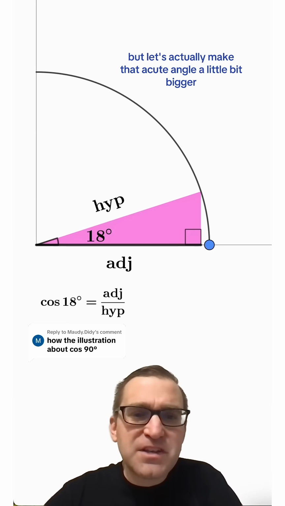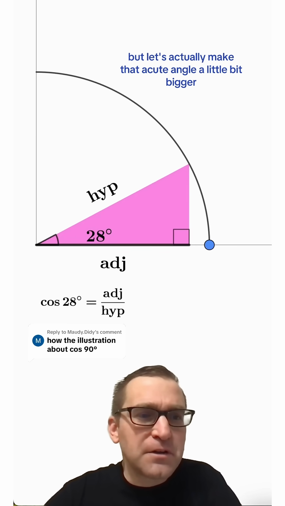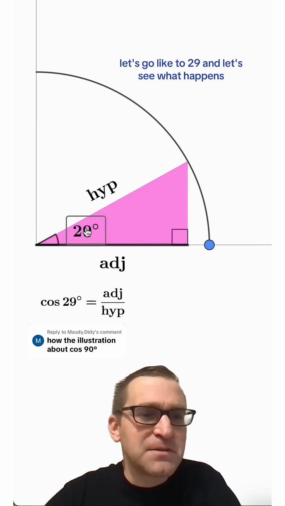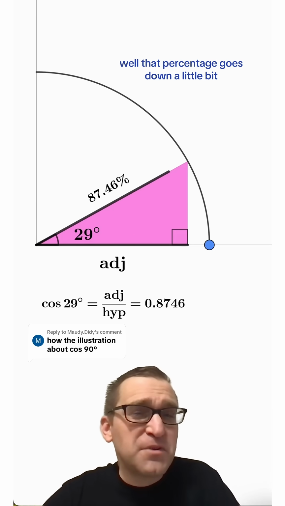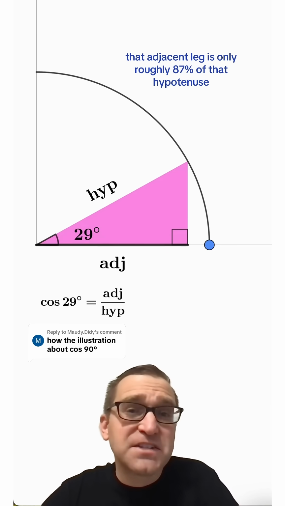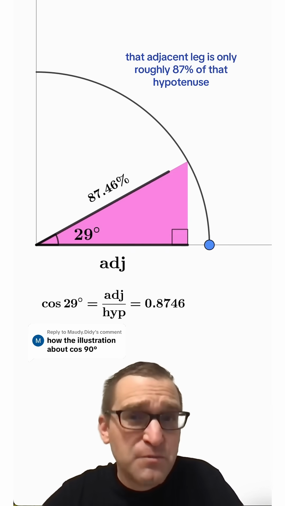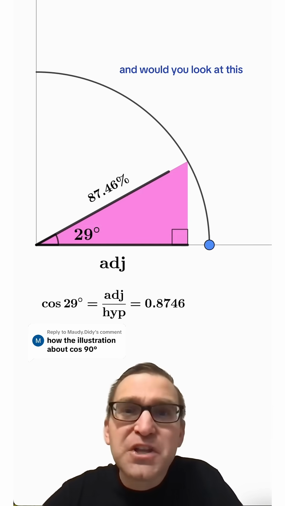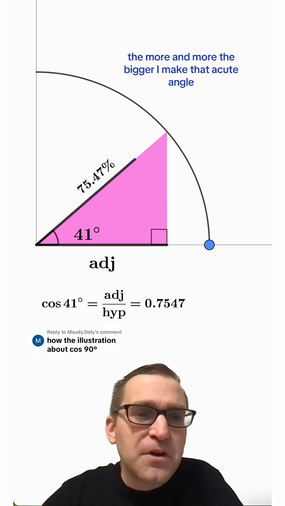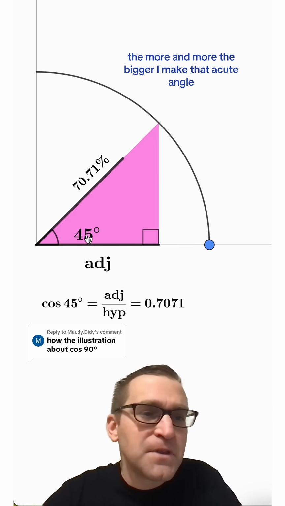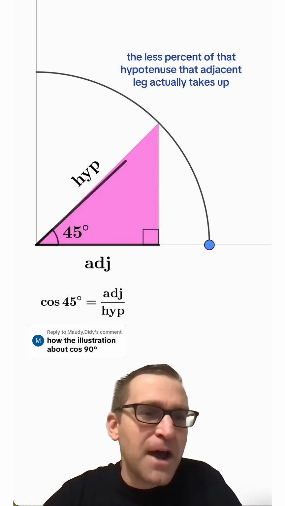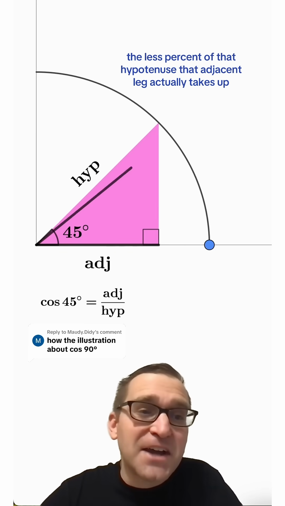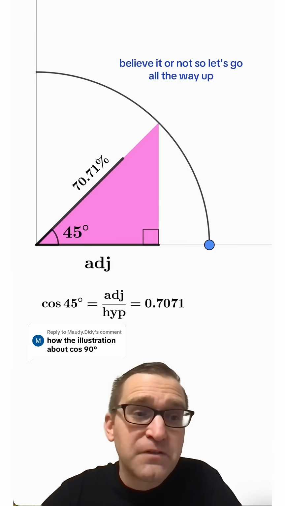But let's actually make that acute angle a little bit bigger. Let's go to 29 and let's see what happens. If that acute angle measures 29 degrees, well, that percentage goes down a little bit. That adjacent leg is only roughly 87% of that hypotenuse. And would you look at this? The bigger I make that acute angle, the less percent of that hypotenuse that adjacent leg actually takes up, believe it or not.